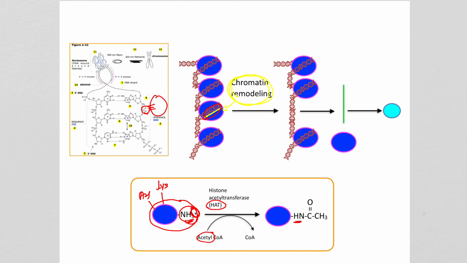Now that amine becomes an amide, and amides do not have positive charges. So this is an acetyl group. This is an acetyl group. By acetylating the amine, the positive charge is lost, and now the DNA is no more bound to the histones through electrostatic attraction. The positive charge on the histones is gone, and the gene is available.